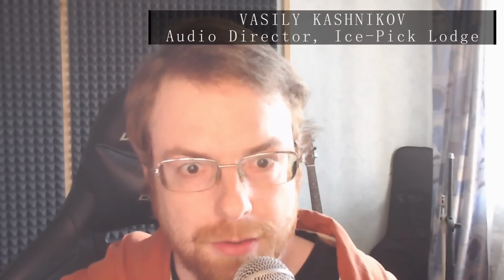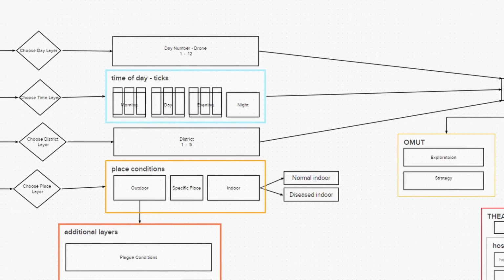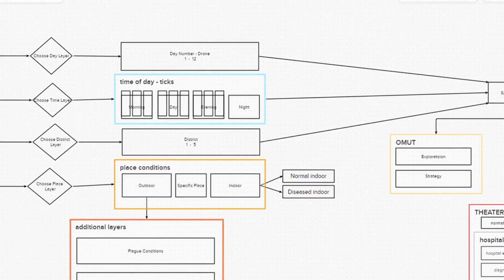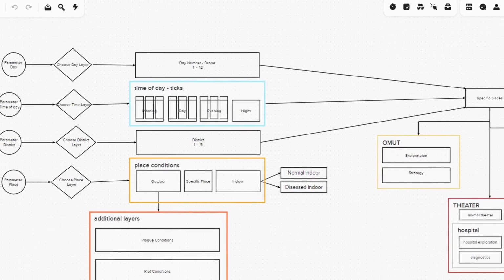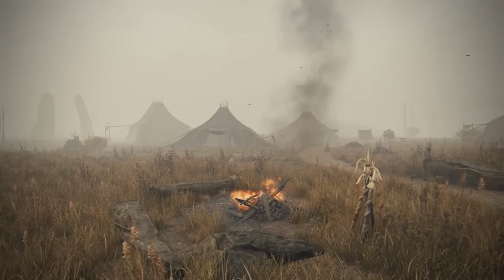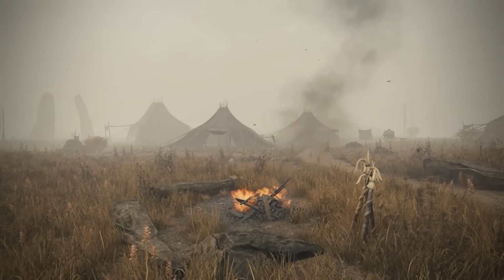Hi, I'm Vasily Kashnikov, audio director of Pathologic 3 project. I'll tell you how our music is structured. We were already thinking about how the Bachelor's game would sound when we were working on Pathologic 2 and writing music for Haruspics. In Pathologic 2, the music had more ethnic, unreal motifs and instruments.